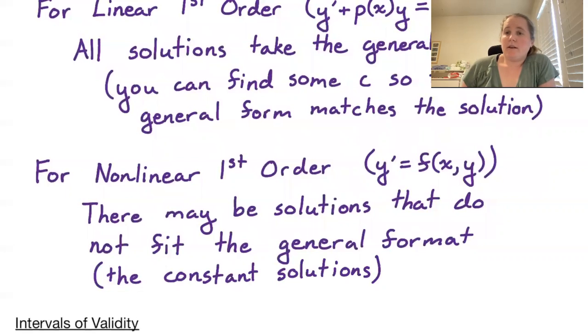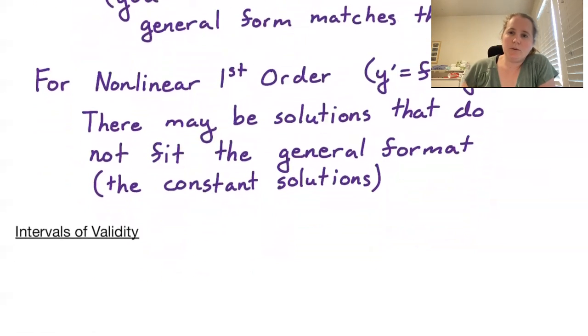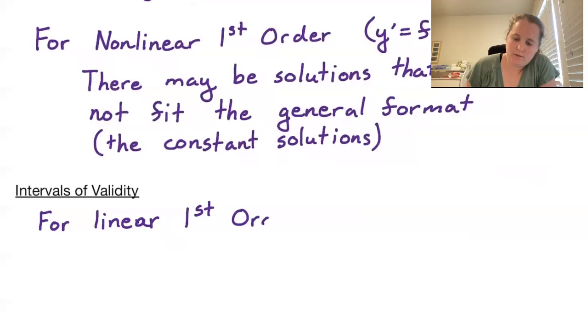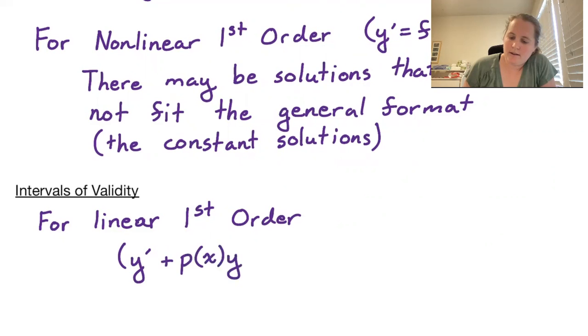So next up, we're going to talk about intervals of validity. For linear first order, if we have, again, y prime plus p of x times y is equal to g of x, and then let's say that we have initial condition, y of x naught is equal to y naught.